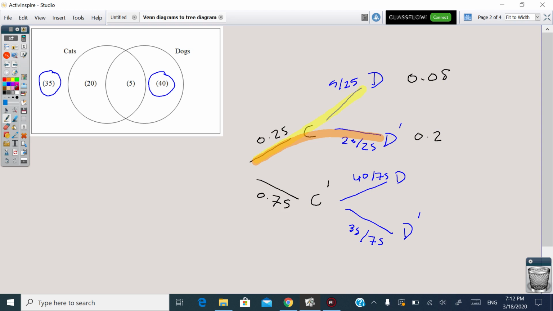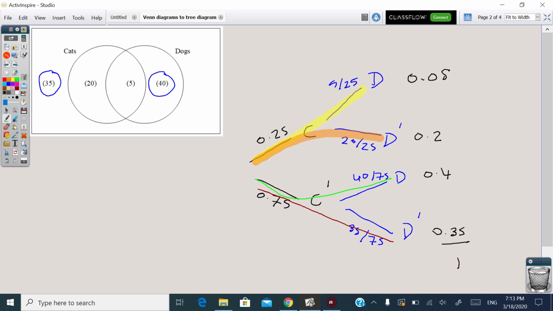Similarly, if we think of this route, the probability is 0.4, and if we think of this route, the probability is 0.35. Add them up and you get 1. This is the entire set of possible outcomes.